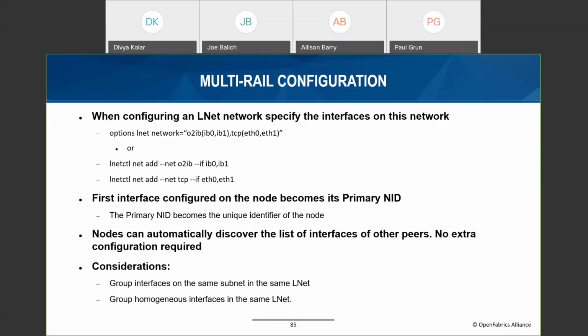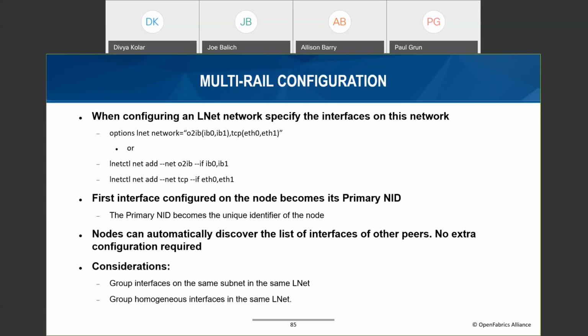As noted before, each node has a primary NID. A NID is composed of the IP address of the interface and network name. The primary NID is the NID of the first interface configured. So in the example on the slide, the primary NID is the NID associated with IB0. The concept of a primary NID is important because Lustre uses the primary NID to identify the node. Lustre remains agnostic to all the other interfaces available on the node.